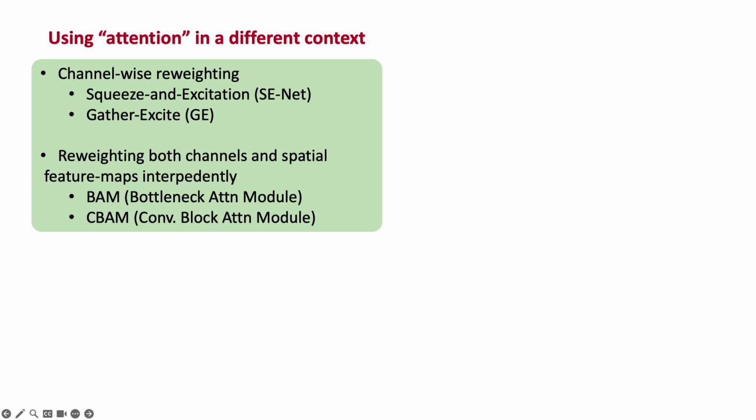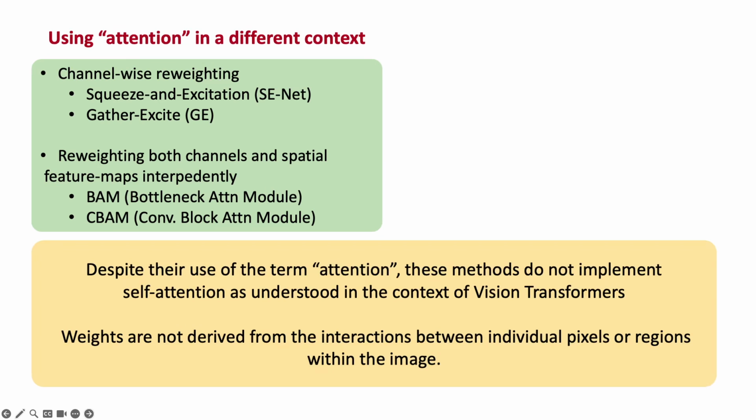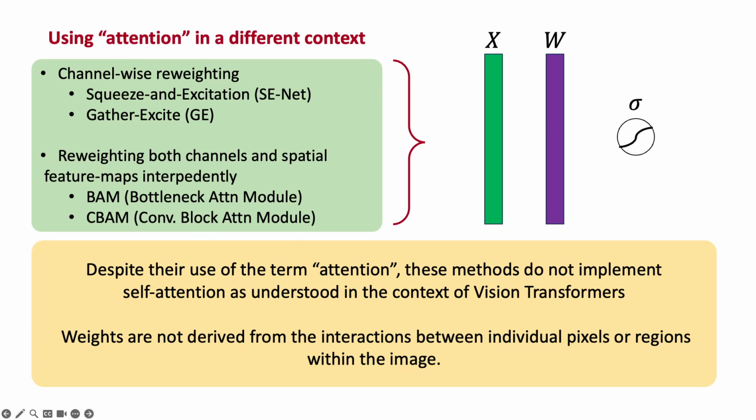There are various attention mechanisms that attempt to address these limitations in different ways. Among these, we find the SENet, Gather Excite, Bottleneck Attention Module, and CBAM for Convolutional Block Attention Module, which are notable for their innovative use of attention. However, it's critical to understand that these methods apply the attention concept uniquely, such as through channel-wise or spatial reweighting.